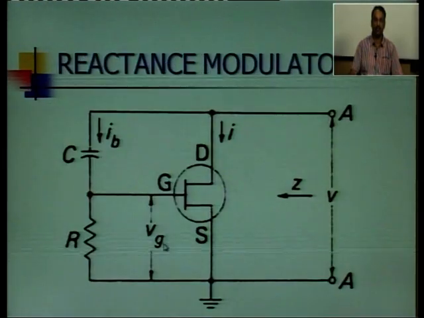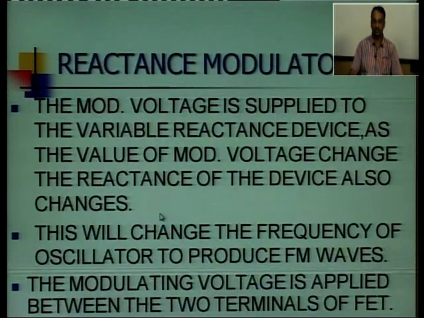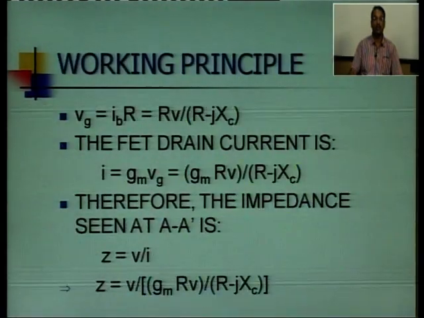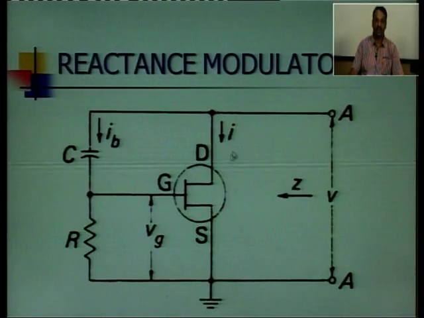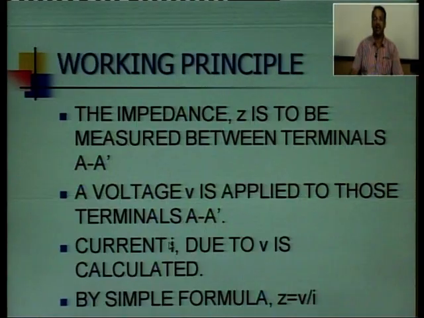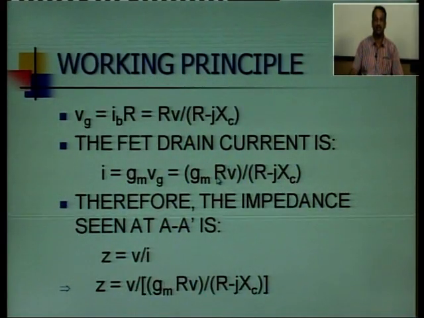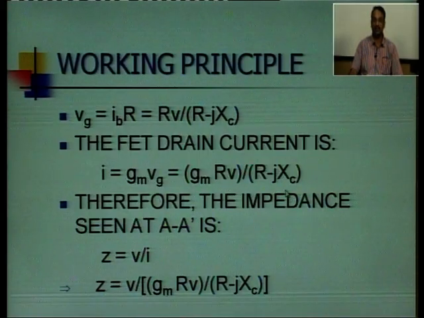So first of all we get the value of Vg. Vg is the voltage across the gate and source junction. This is equal to IB into R, whereas IB is equal to V upon R minus J XC. Then from Vg we get ID, the drain current, that is Gm into Vg, where Gm is the transconductance. Vg's value is R into V divided by R minus J XC. So we get Gm into R into V divided by R minus J XC.